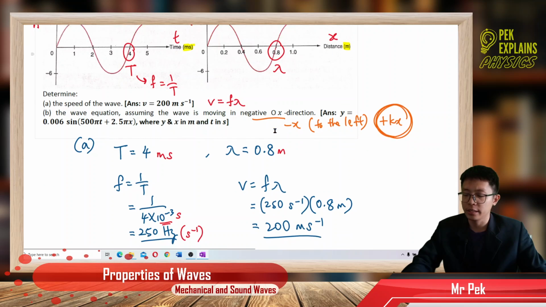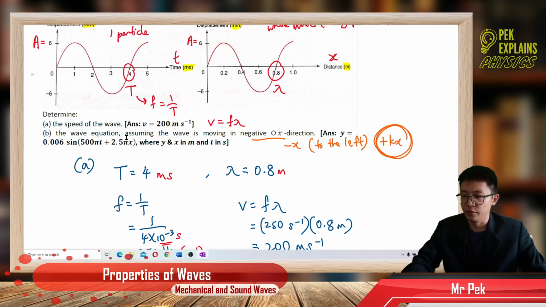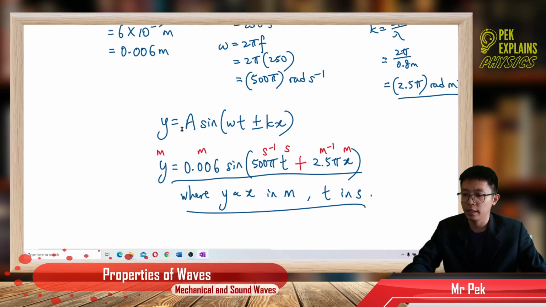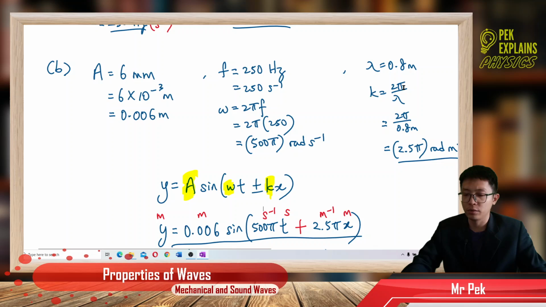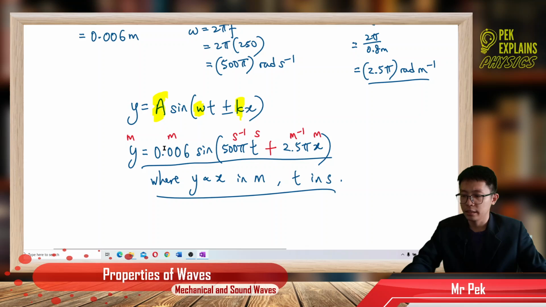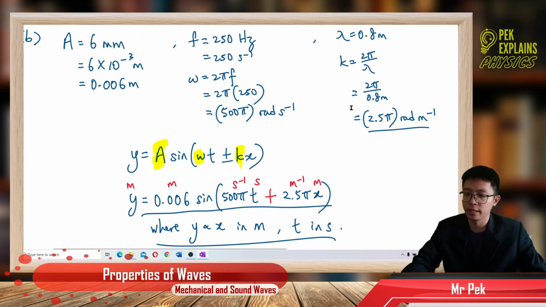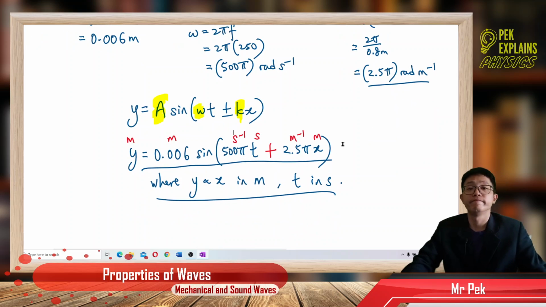And then the direction: negative x direction means to the left, positive kx. If you want to build the equation, always start with this formula, A sine omega t plus minus kx. You just have to find out the amplitude, omega, and k, using omega equals 2 pi f and k equals 2 pi over lambda. Then check the unit in the end. Make sure you give the unit of x and y, and also the time. Just substitute A, omega, and k, then you get the answer. Pretty simple, isn't it?